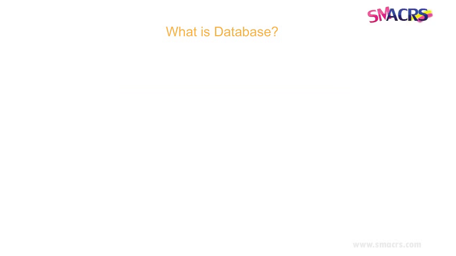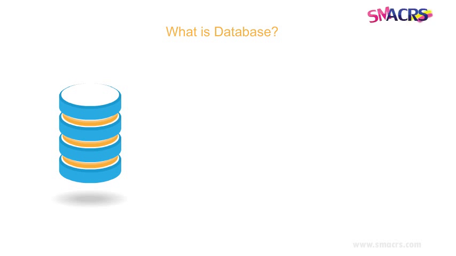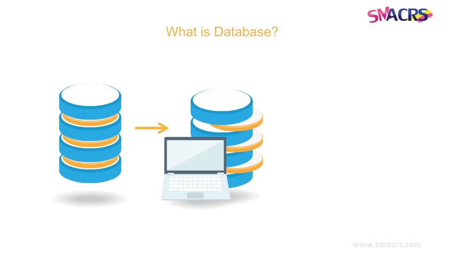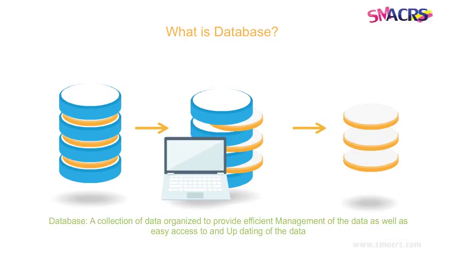What is a database? A database is a formally arranged set of persistent information stored by a computer program. Formally arranged means that the information is structured in some particular way, while persistent information means that the data remains intact after the program that accessed the information has ended. In other words, a database is a collection of data organized to provide efficient management of the data, as well as easy access to and updating of the data.